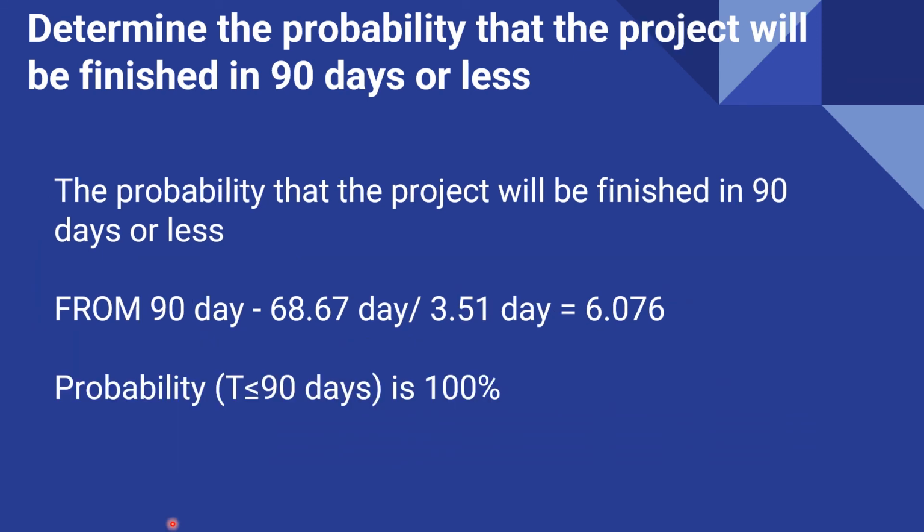Okay, for the probability of 90 days or less, 90 minus 68.67 divided by 3.51 gives 6.076. Under the table, this is already 100%, because earlier, 80 days was already 99 something percent. So if the project is finished in 90 days, it is definitely 100% sure that the project will be completed within 90 days.